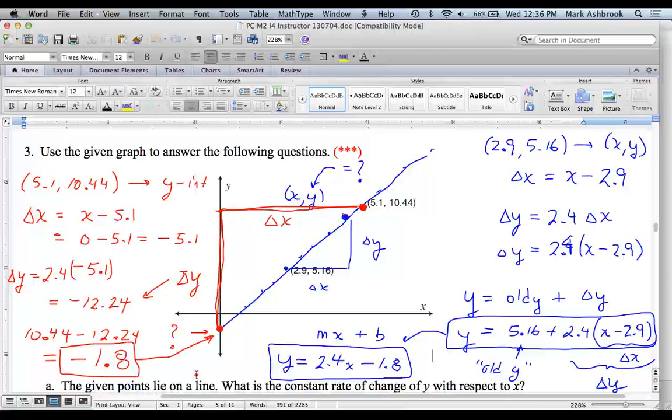Yes, sir? So in order to find the y-intercept, we have to set x equals 0. Right, so the y-intercept is on the y-axis. So what's the value of x on the y-axis? 0. Yeah, so that's the first thing we do. If we want the y-intercept, the value of x will be 0. Yep. Other questions?